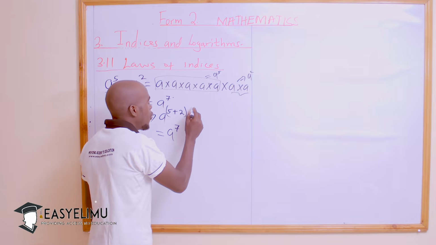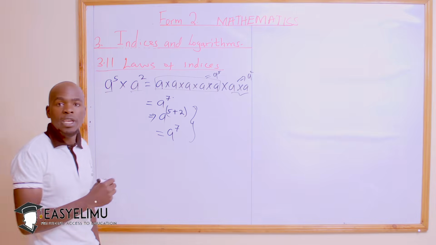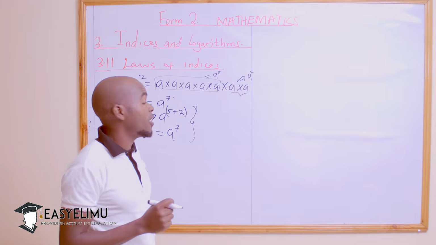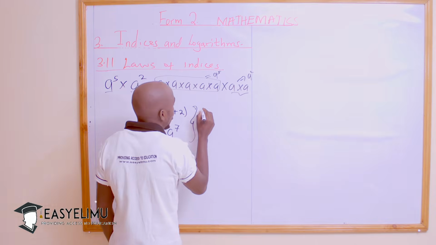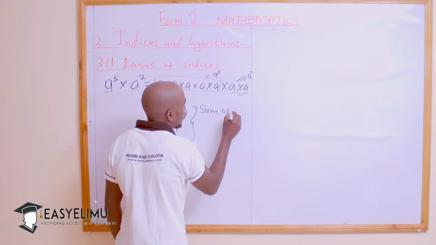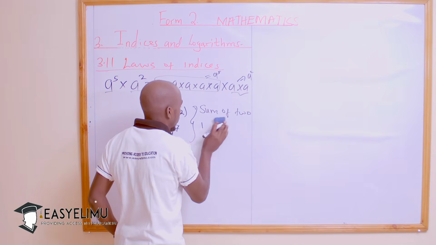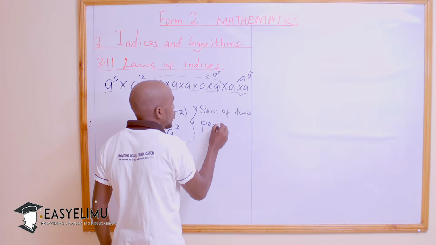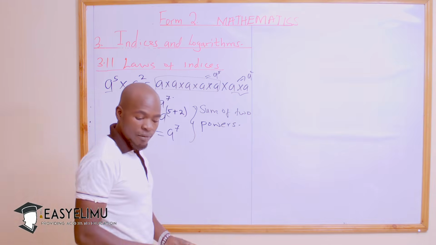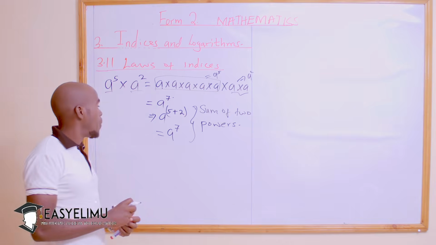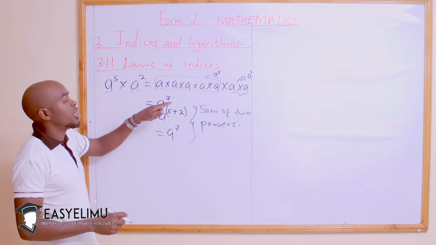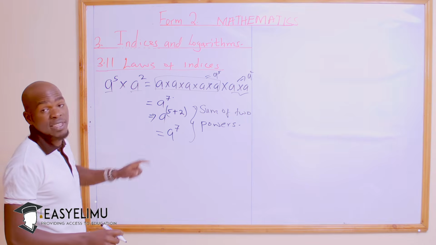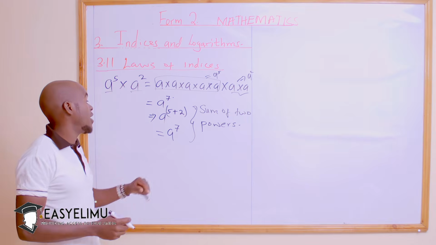This one here will give us the first law of indices, and that law is called the sum of two powers. Because we have dealt with the two powers of indices, it is referred to as the sum of two powers. Now, instead of going the long method, you can just do the short form, whereby you add the powers since the bases are the same, and you get the value there.